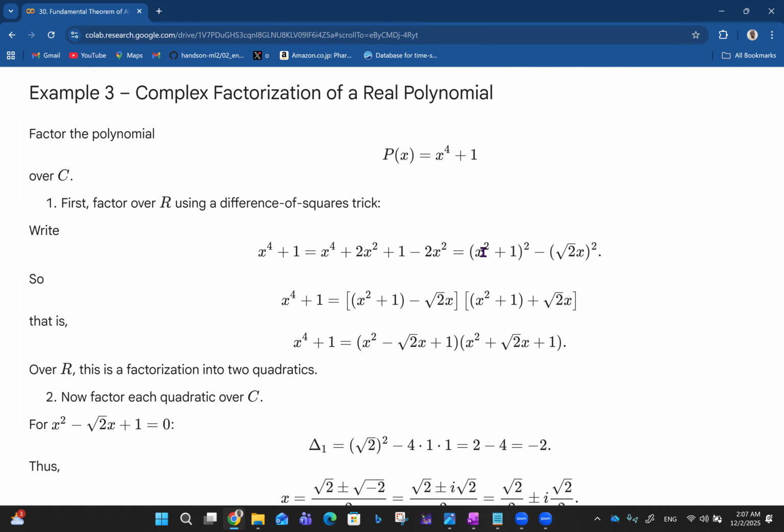Because x squared plus 1 squared is x raised to power 4 plus 2x squared plus 1. That's why we brought this in, plus the one we already had there. And this can be a square, this can be another square. So that we have x raised to power 4 plus 1, that's x squared plus 1 minus root 2x into x squared plus 1 plus root 2x. That is, x raised to power 4 plus 1 is the same thing as x squared minus root 2x plus 1 into x squared plus root 2x plus 1. So over R, this is a factorization into two quadratics. So we've been able to do this over R, right?